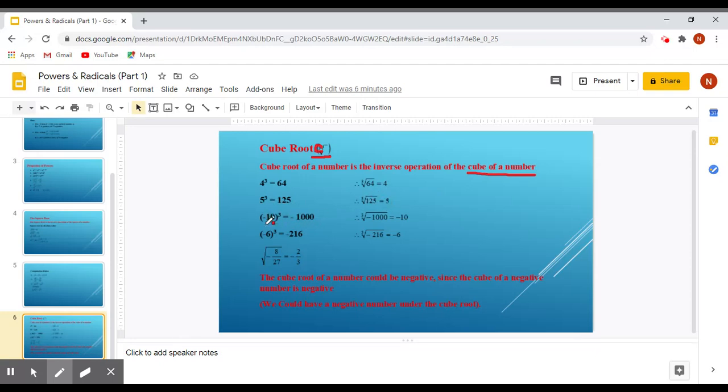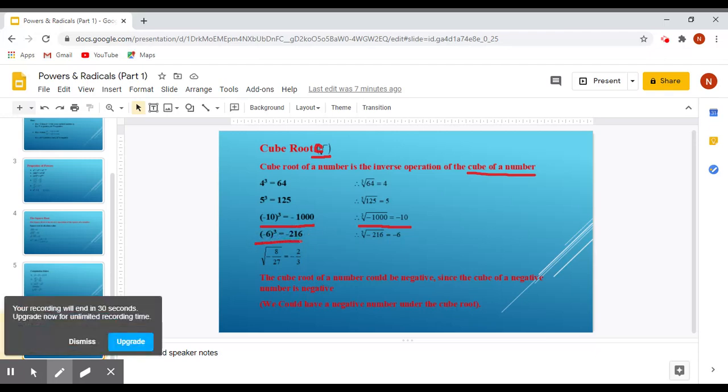Now here is the difference between the square root and the cube root. We have minus 10 to the 3 is minus 1000, so we do have the cube root of a negative number, which is minus 10, because we know that the negative number raised to an odd power is negative, while a negative number raised to an even power is positive. That's why we don't have the square root of a negative number, but we have a cube root of a negative number. Minus 6 cube is minus 216. So the cube root of minus 216 is minus 6.